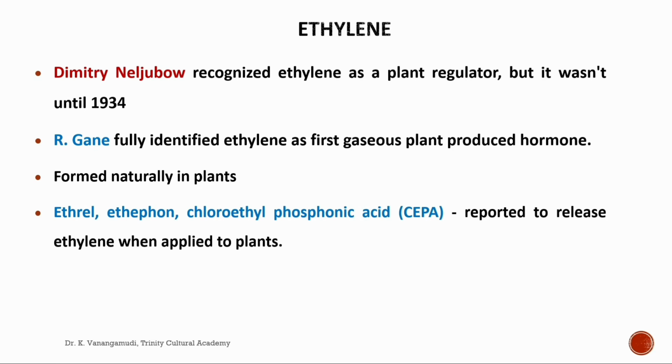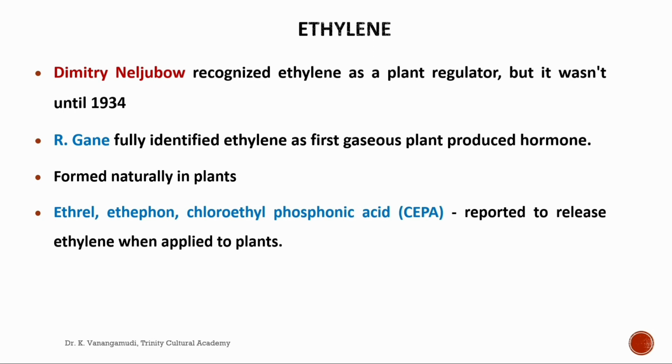The first one is ethylene, which is formed naturally in plants. Dmitry Neljubow recognized ethylene as a plant regulator, while Gane identified ethylene as the first gaseous plant-produced hormone. This is very important from the exam point of view. Some of the examples are ethephon, chloroethyl phosphonic acid, in short CEPA.